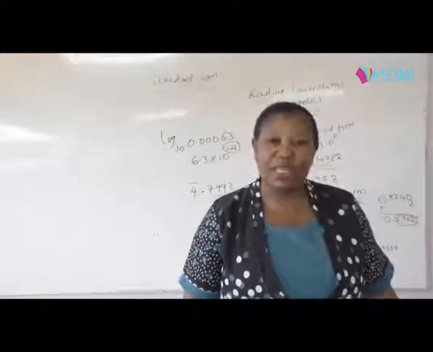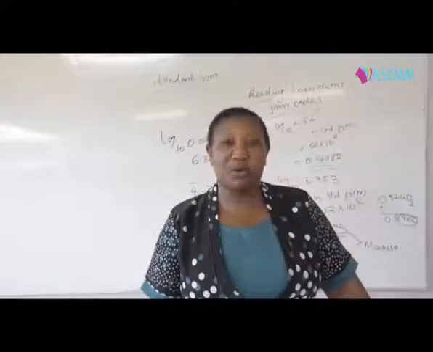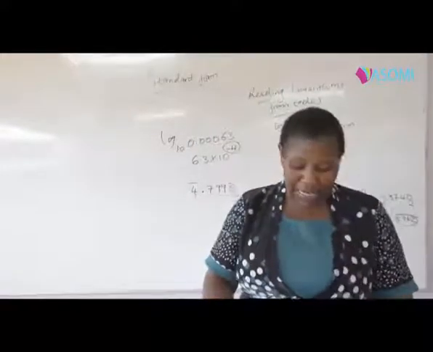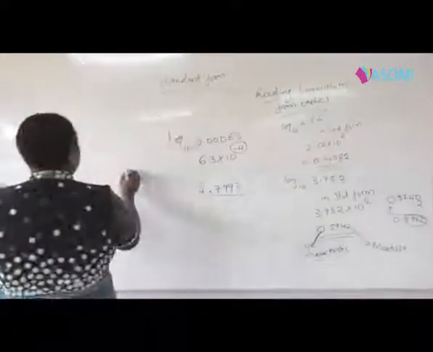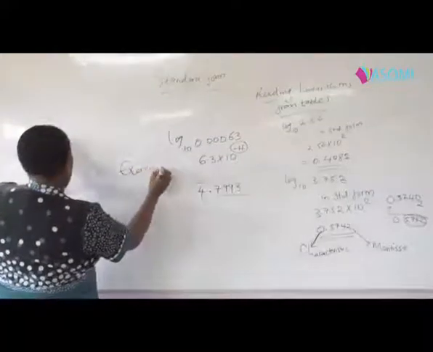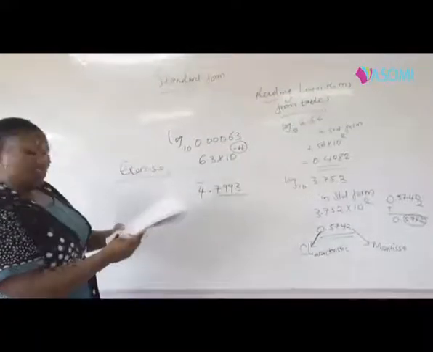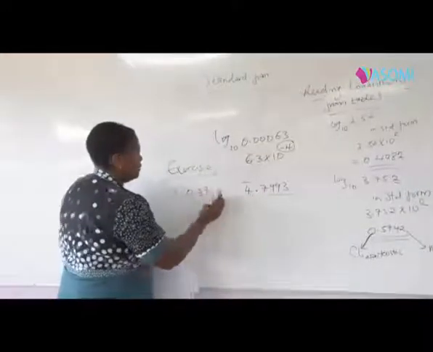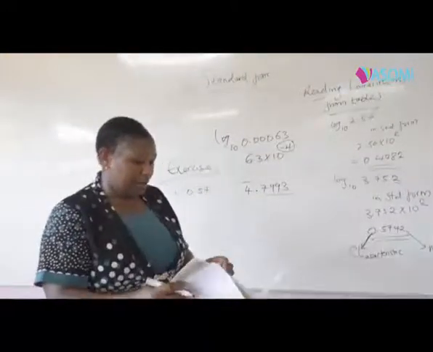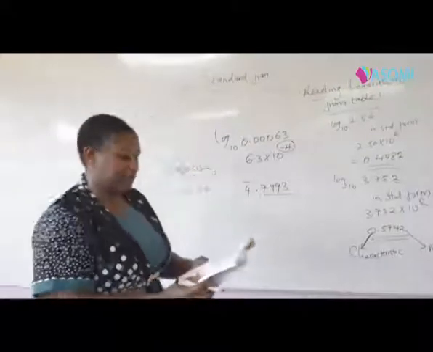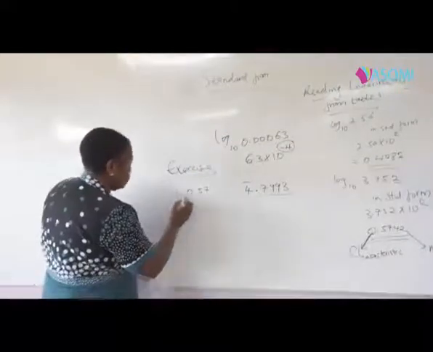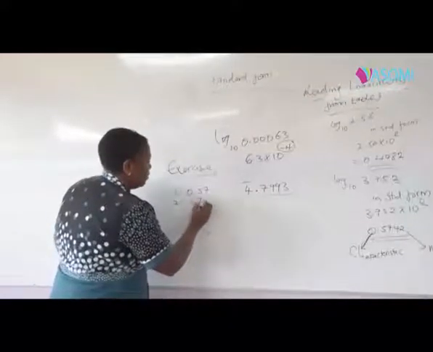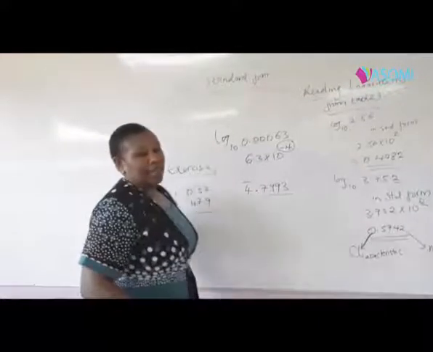I'm going to leave you with an exercise as well. You know, mathematics, practice makes perfect. Find the logarithm of, first question, 0.57. And then 2, find the logarithm of 47.9.